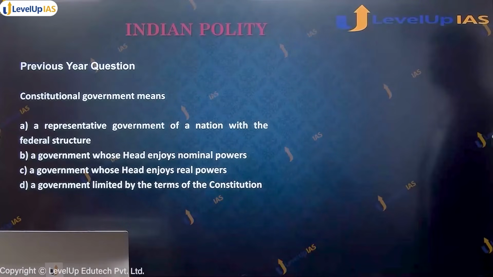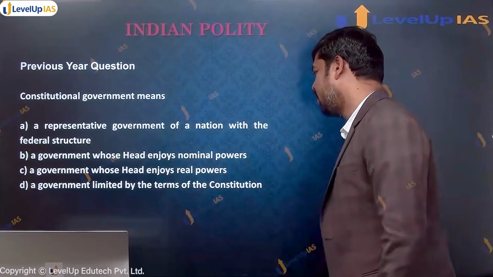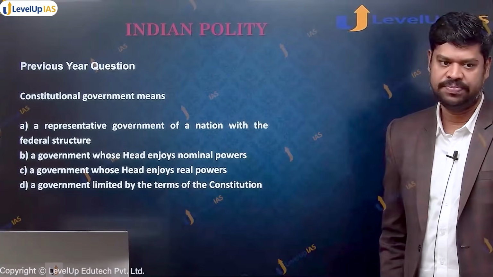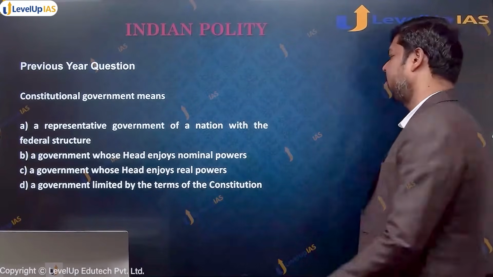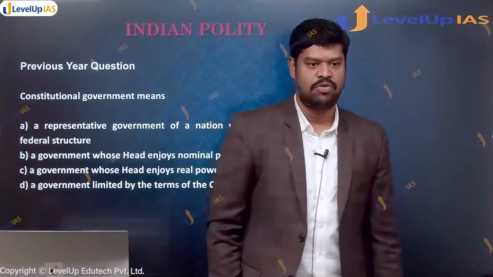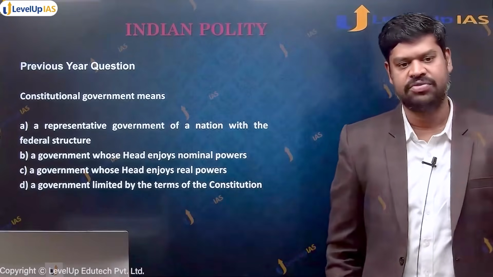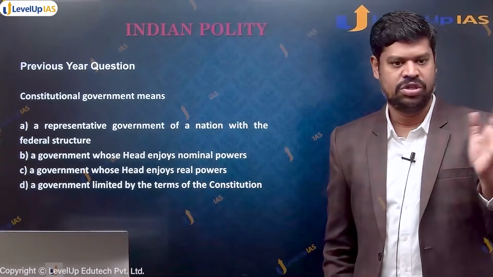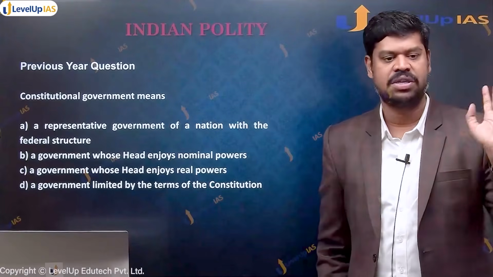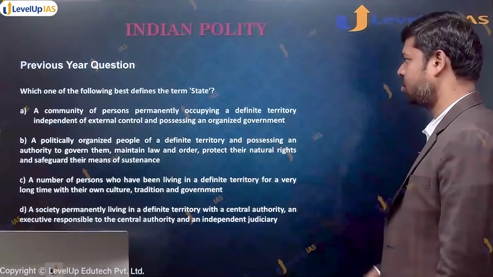A constitutional government means a government which is limited by the terms of the constitution. Is it clear? So basically there should be limitation upon the powers of the government. Then you can say that it is a constitutional government. Or in other words, the broader philosophy is that the constitution has to be implemented in letter and spirit, and in letter and spirit, there is limitation upon the powers of the government. So then you can say that there is what is called constitutionalism.